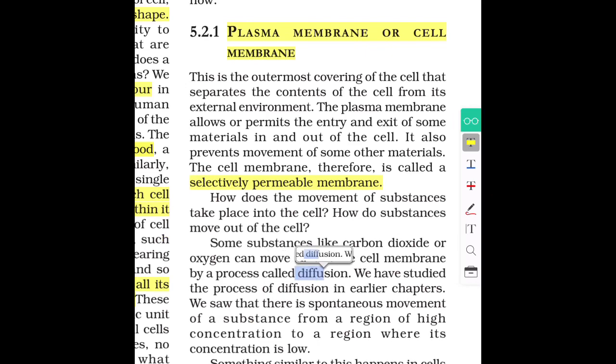We have studied the process of diffusion in earlier chapters. We saw that there is a spontaneous movement of substances from a region of higher concentration to a region of lower concentration. So, we can define diffusion as the spontaneous movement of substances from a region of higher concentration to a region of lower concentration.